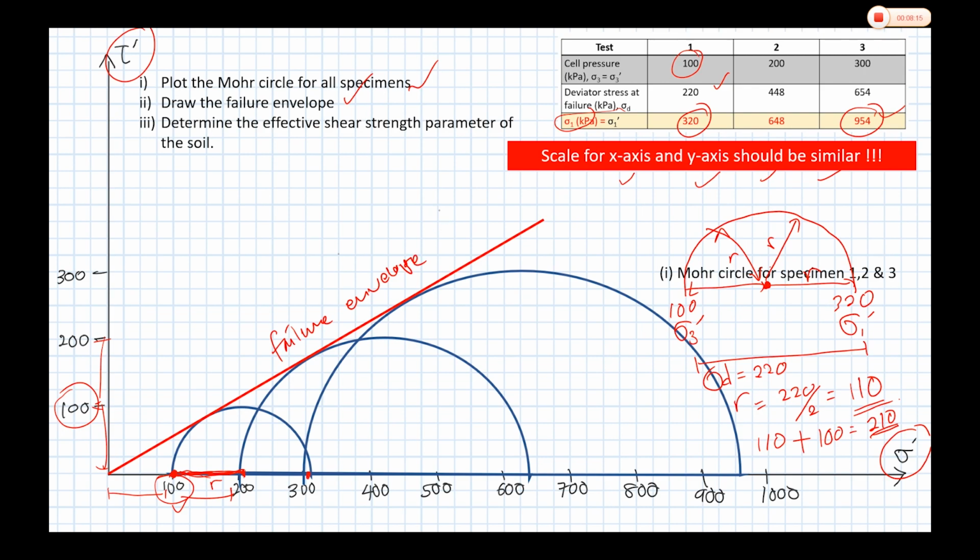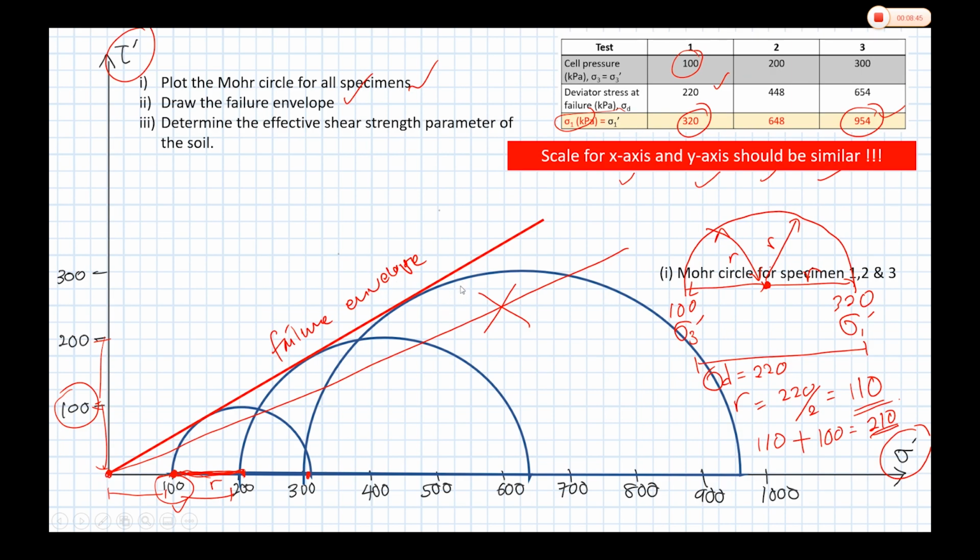The failure envelope line must intercept the y-axis at a minimum of 0. We cannot go negative, and the failure envelope cannot go inside the Mohr circle. This is wrong. It must be a minimum of 0. So in this case, it intercepts at 0. It depends on different cases.